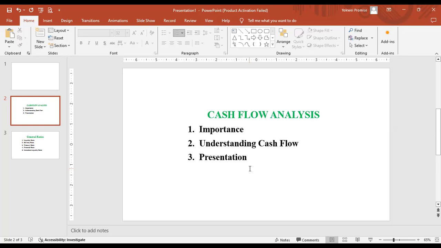There are 2 methods of presenting the cash flow statement. We have the direct method, and we also have the indirect method. Are we together, please?